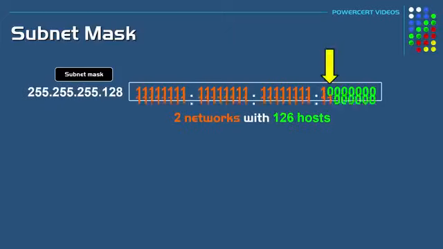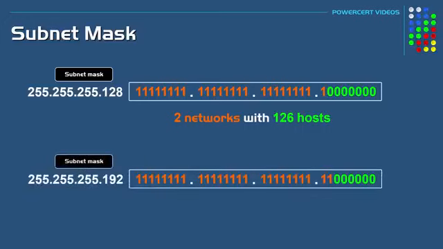So now we are borrowing a total of 2 bits from the host portion. So here is our new subnet mask, and the 4th octet is 192.